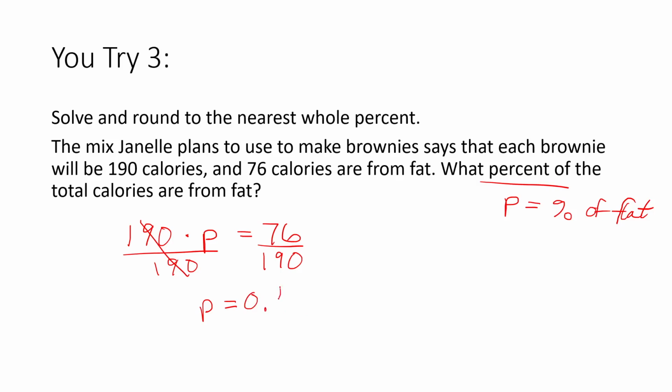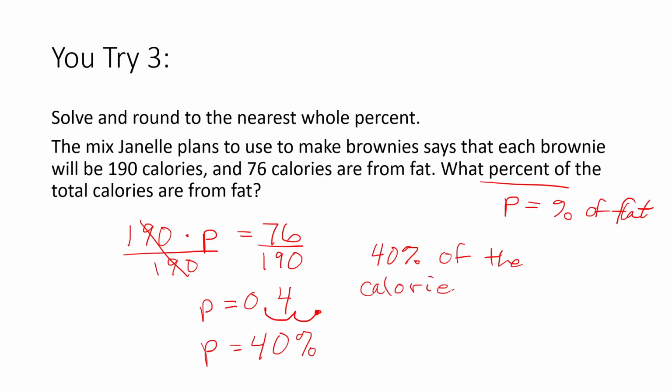But I'm not looking for 0.4. I need to move the decimal 2 places and slap on a percent sign so that I get 40%. So 40% of the calories were from fat.